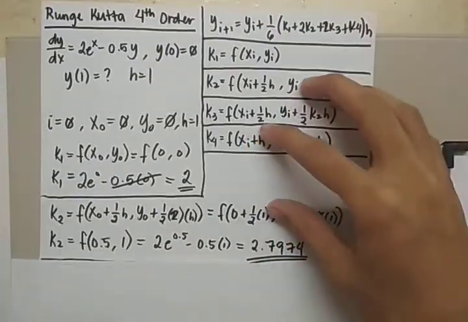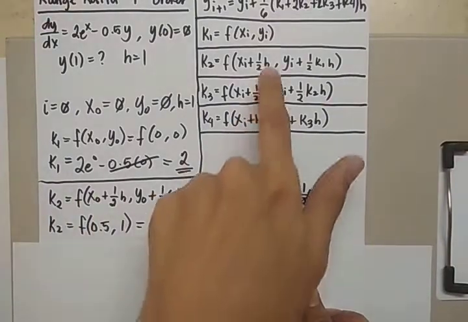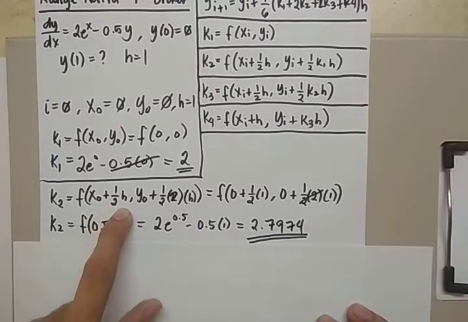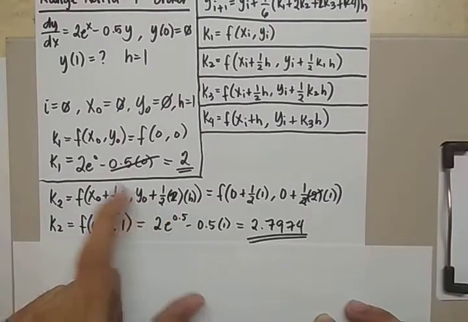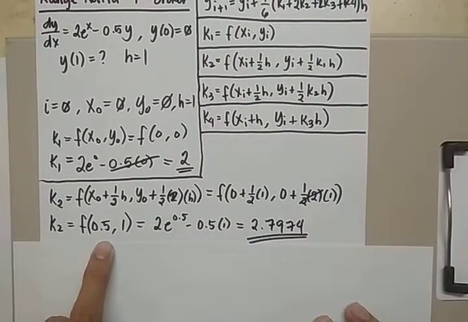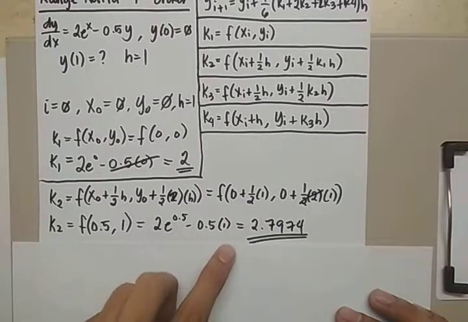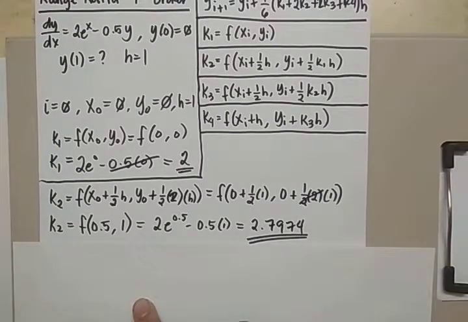Since we have our value for k sub 1, we can get the value for k sub 2. So k sub 2, using this formula, is function of x sub 0 plus 1 half multiplied by h and y sub 0 plus 1 half multiplied by 2, which is our k sub 1, multiplied by h. So we will get function of 0.5 and 1. So just substitute. We have 2e raised to 0.5 minus 0.5 multiplied by 1. So we will get 2.7974 for our k sub 2.